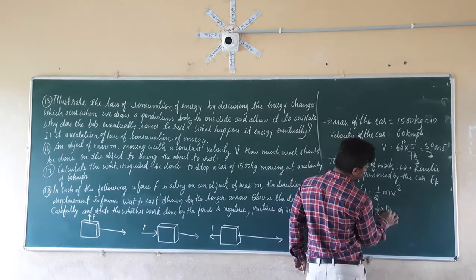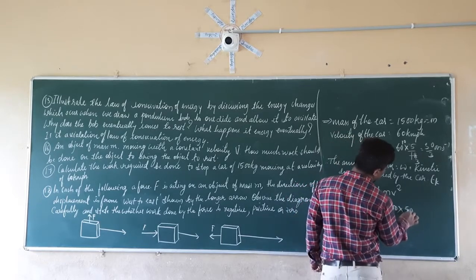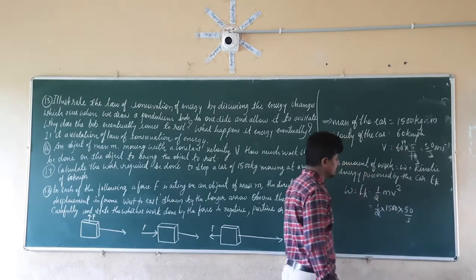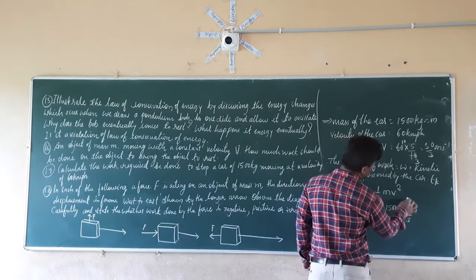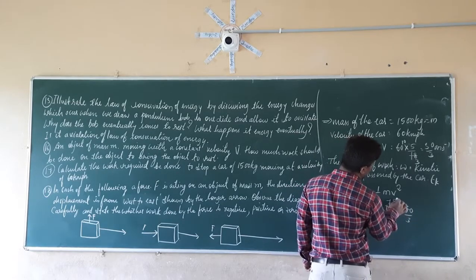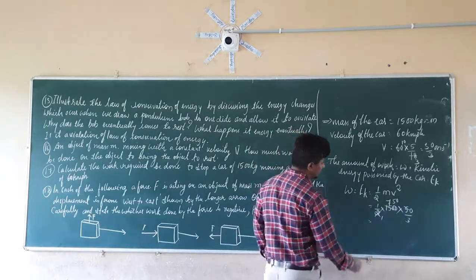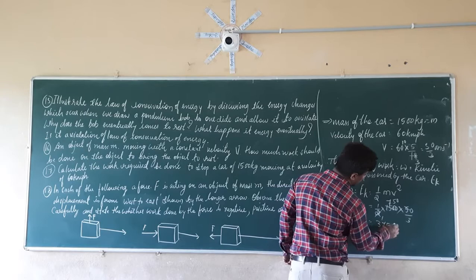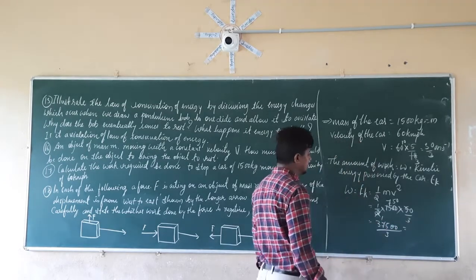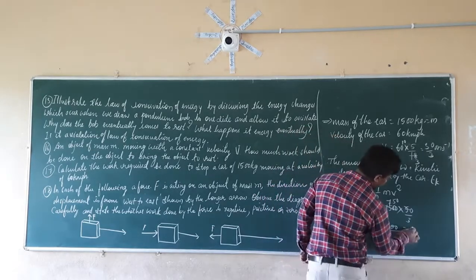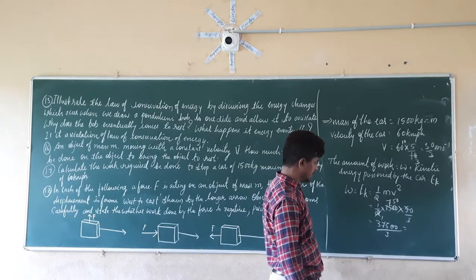That is nothing but 1500 into the value of v, which is 50 divided by 3. So that is equal to 750. So 750 is equal to 375, 00 divided by 3. If you calculate it, you are going to get the value as 3 lakhs 37,500.